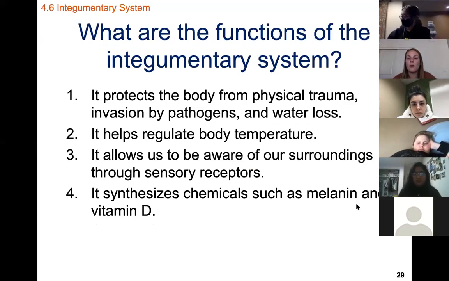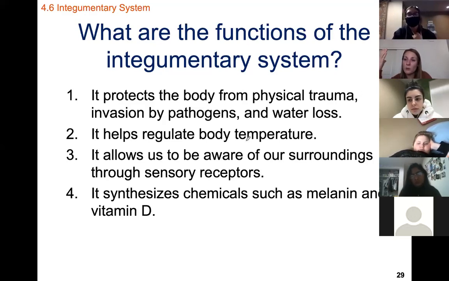So there are 4 functions to the integumentary system. It helps protect the body from physical trauma, invasion of pathogens, and water loss. Think about this. When you bump up against something, it's not going to damage your internal organs. Your skin might be damaged or bruised, but it does protect us against physical trauma and invasion of pathogens.